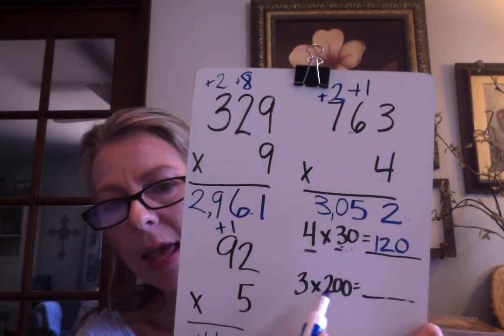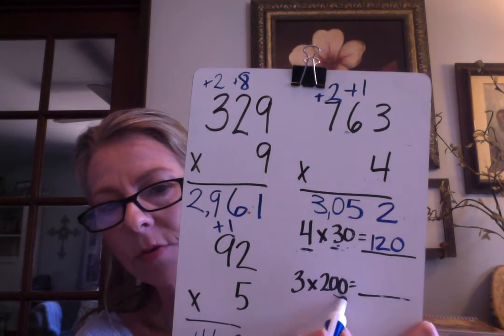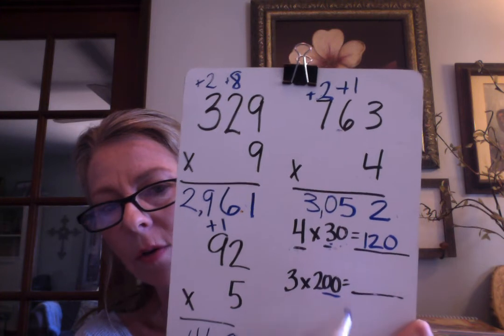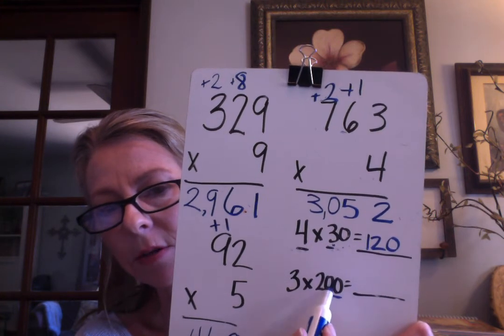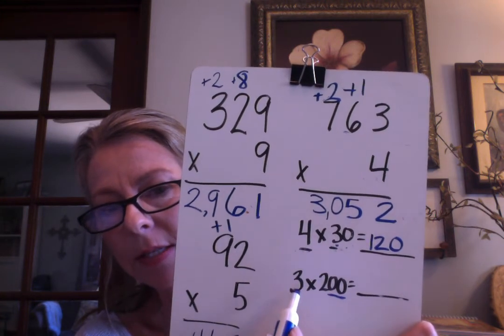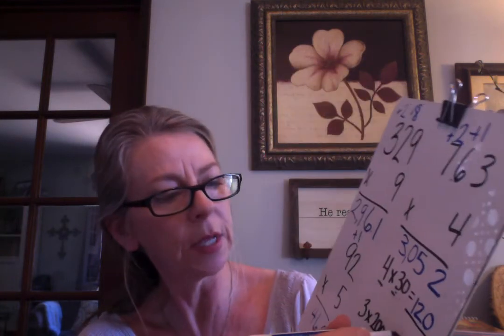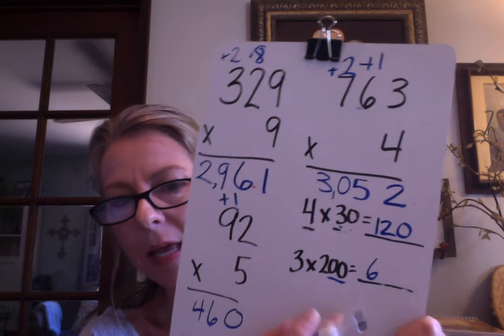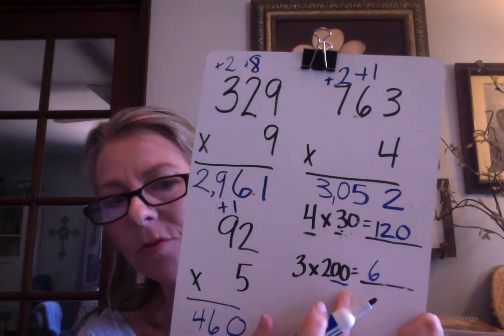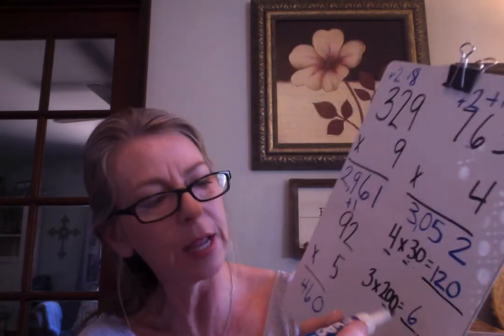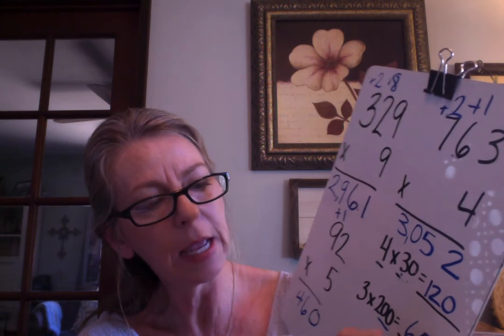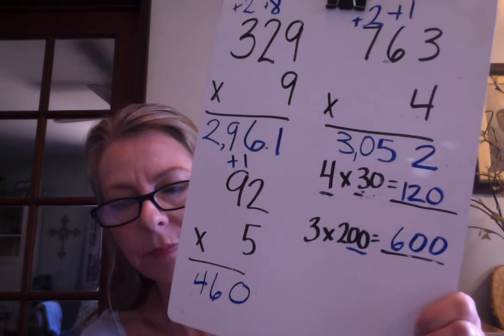Okay. Then when I'm multiplying by the hundreds, I want to make sure I have a 0 for the ones and a 0 for the tens. Okay, so here's my basic math fact. 3 times 2 is 6, but I'm not done because I was multiplying hundreds. All right, so I want to put a 0 for the tens place and a 0 for the ones place.